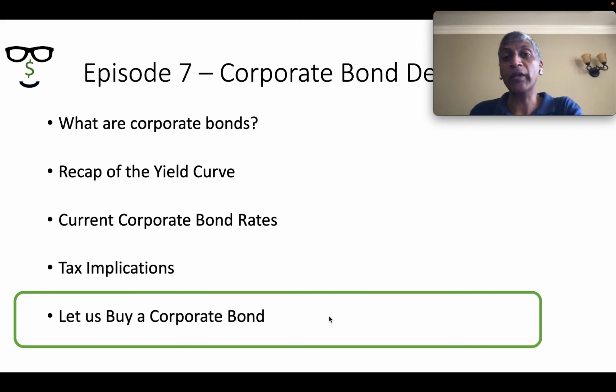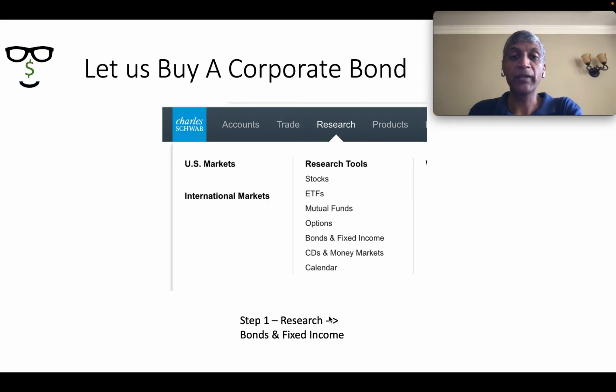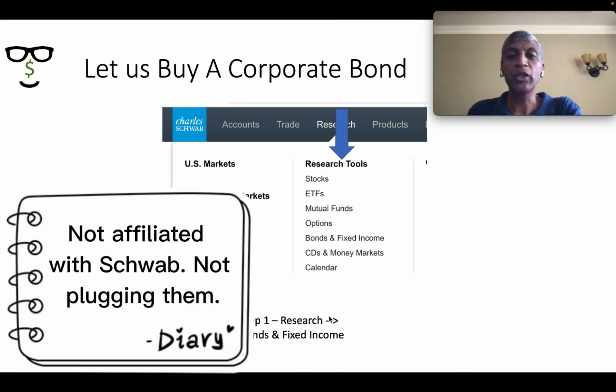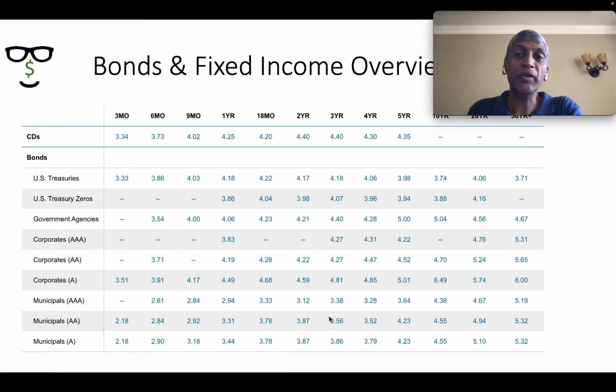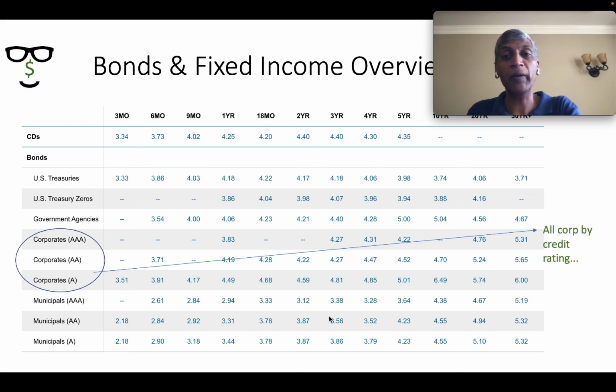Okay, now that we have talked about what corporate bonds are, the yield curve, and so on, let's go on to buy a bond. It's pretty simple, at least on Schwab. My standard disclaimers apply. I'm not endorsing them. You would go to research, you would go to bonds and fixed income. You come to this screen that we have seen several times in Yield Nerd by now, and corporate bonds are located right around the middle of the screen.